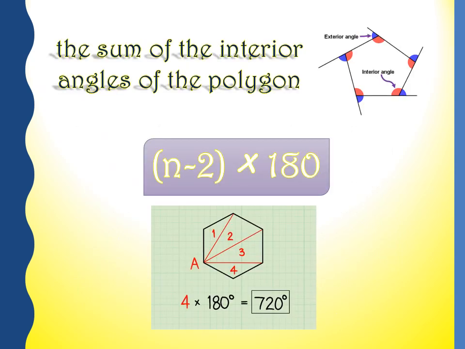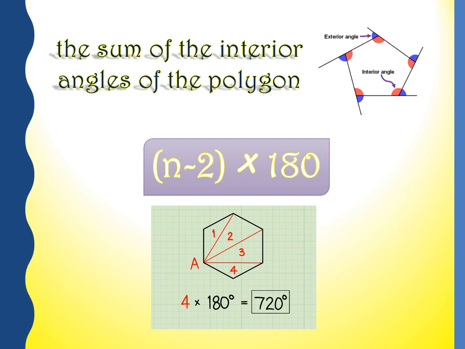The sum of the interior angles of the polygon. To calculate the sum of the interior angles of any polygon, we need to know the number of its sides. We have a rule according to the number of sides of this polygon. This rule says (n minus 2) multiplied by 180.